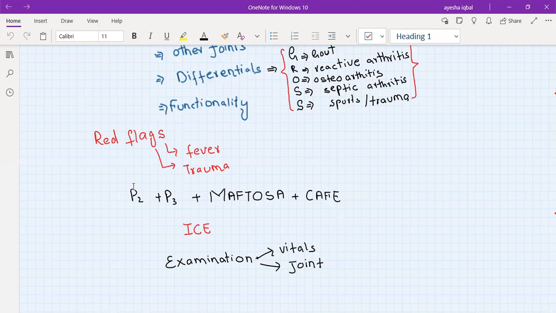And do you have any history of any significant medical condition like diabetes, hypertension, etc.? Then P3 means MFTOSA, which is medication, allergy, family history, and psychosocial. And CAFFETEX, which is smoking. So C is for cigarettes, smoking, alcohol, food, and exercise.